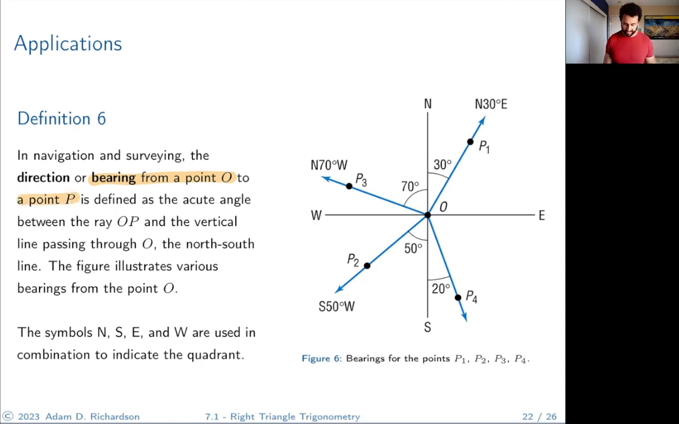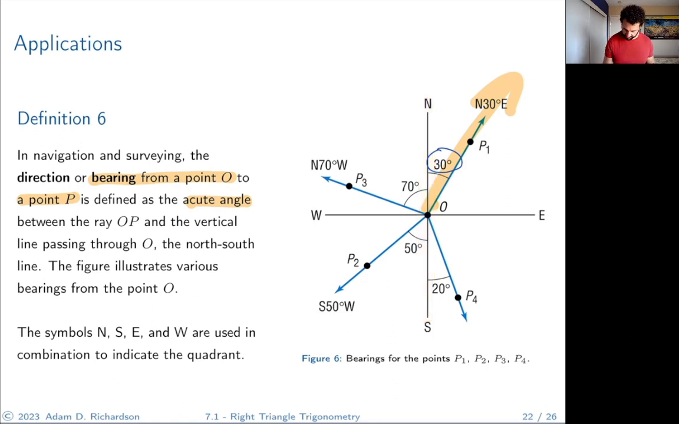to a point P is defined as the acute angle between the ray OP and the vertical line passing through O, the north-south line. So in essence, you've got a north-south line, and then you've got some ray that's giving you a direction. Well, the bearing is basically whatever this acute angle is in between that north-south line and your ray. That's what it is. And then we also use the symbols north, south, east, and west to indicate what quadrant we're in.